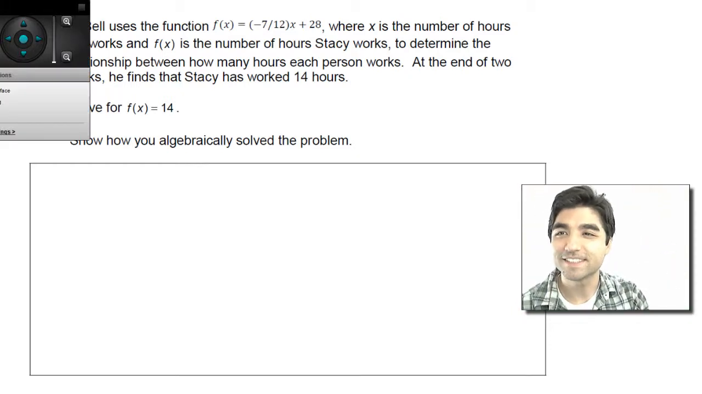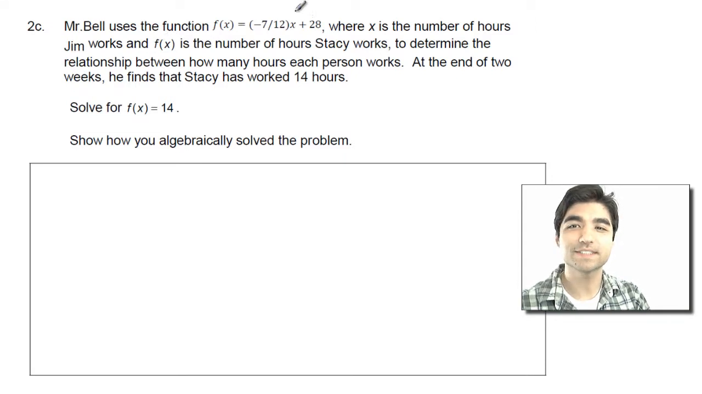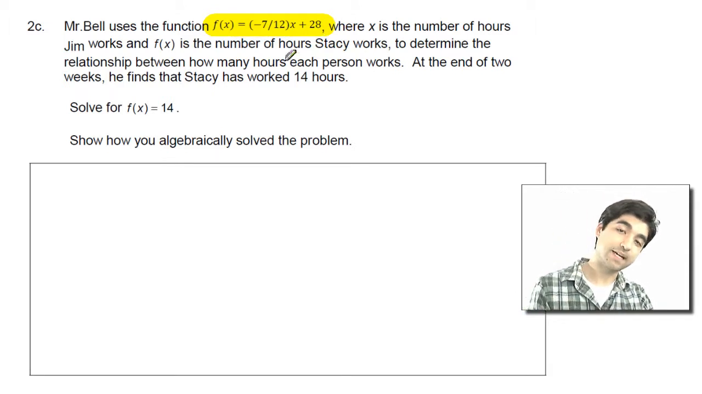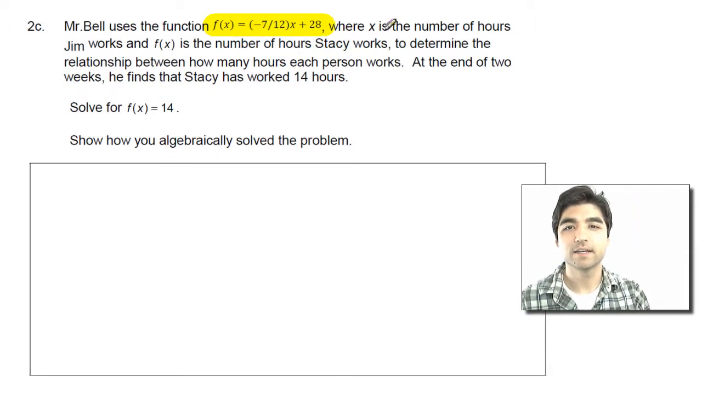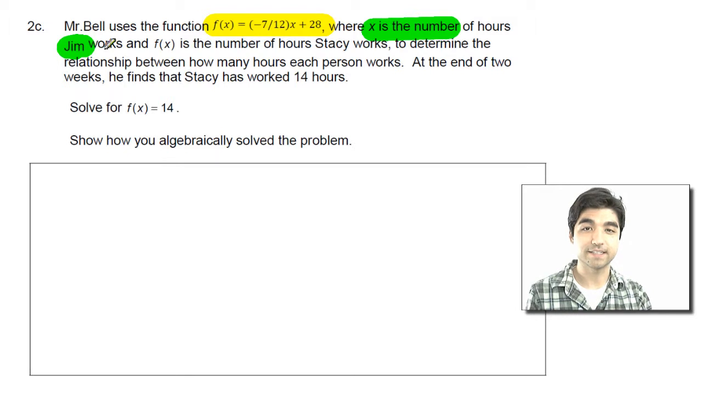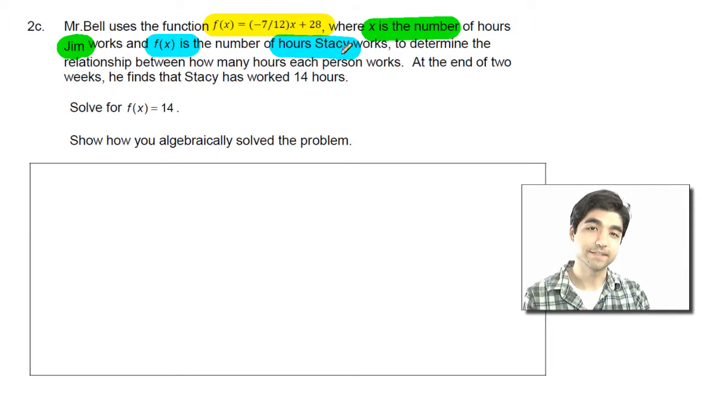Okay, so we're on 2C, and it says Mr. Bell uses the function f of x equals negative 7 over 12 times x plus 28, where x is the number of hours that Jim works. So Jim is going to be green, and he's x, and then f of x is the amount of hours that Stacy works. So Stacy is the f of x, which is the teal.